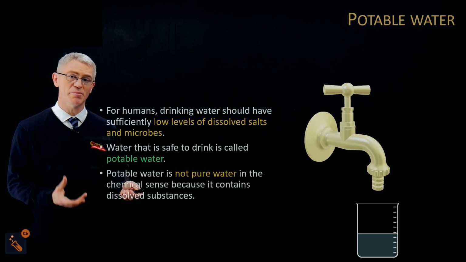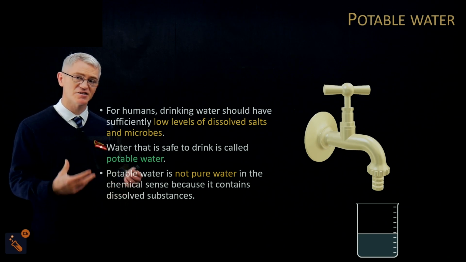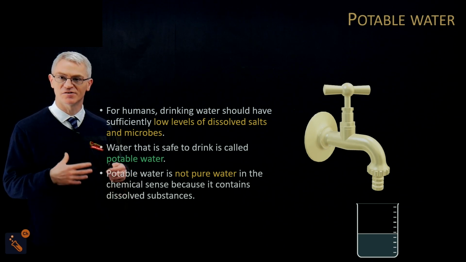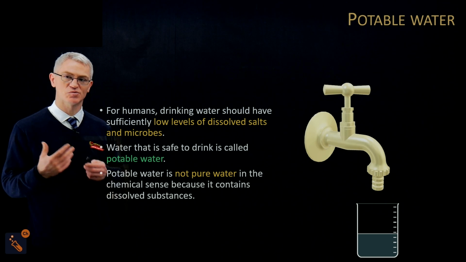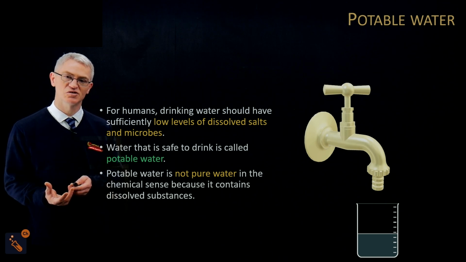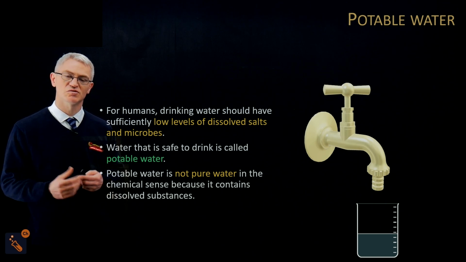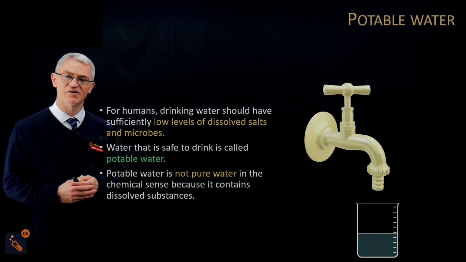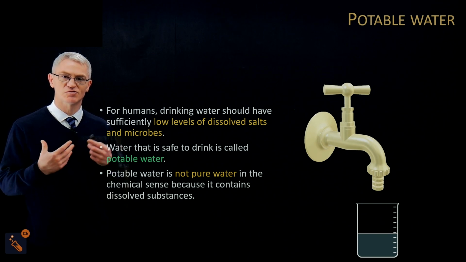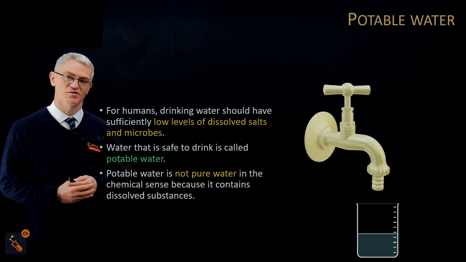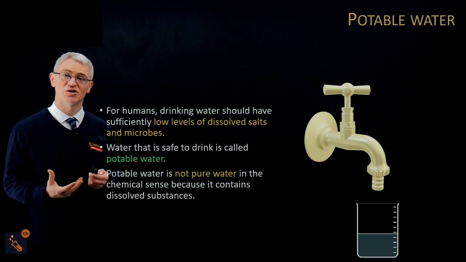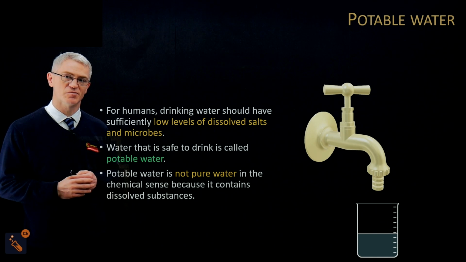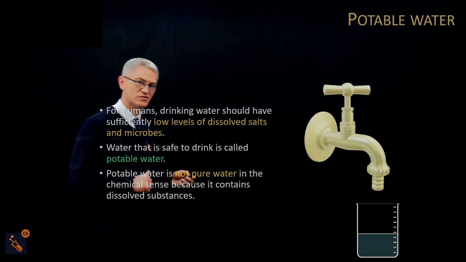Now, potable water is not pure water because it has other substances dissolved within it, stuff that we add as a country. For example, we add fluoride to our drinking water, and that fluoride is meant to help with strengthening of your teeth. And then we also have dissolved ions in it from where we got it from. But let's talk about those dissolved ions first.